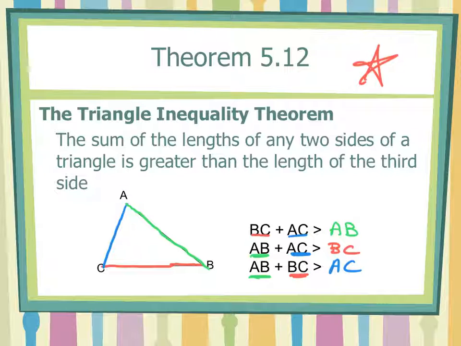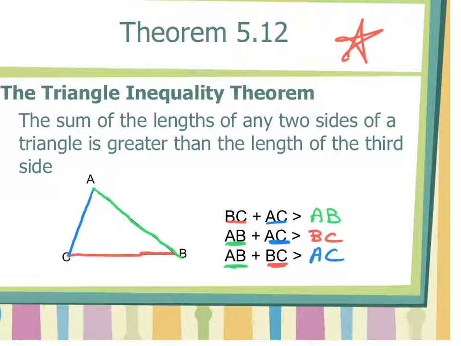So let's take a minute and put this to actual work here. Let's say that I told you that I've got 3 side lengths, and those side lengths are 5, 6, and 12. Will those form a triangle? No. Why not? Because 5 plus 6 is not greater than 12.